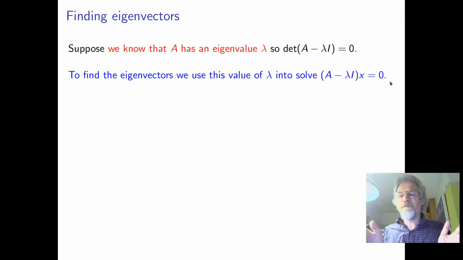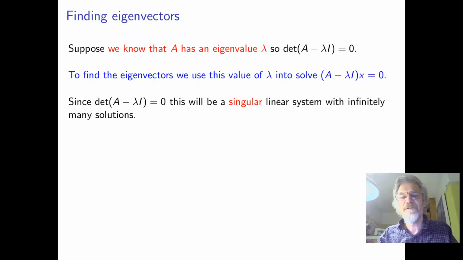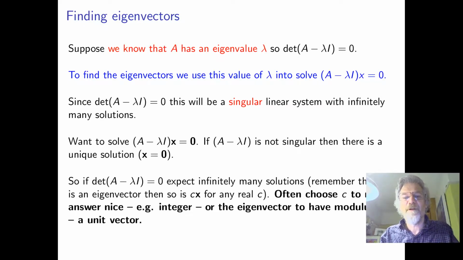And of course the point is, if A minus lambda I was invertible, the only answer would be 0. We'd have a unique solution. So kind of the whole point is we don't have a unique solution. So we've got infinitely many solutions. And well, we'll see that will mean there's at least one vector x that's an eigenvector. So that's a singular system, and we can do it by Gaussian elimination, or however we like, really.